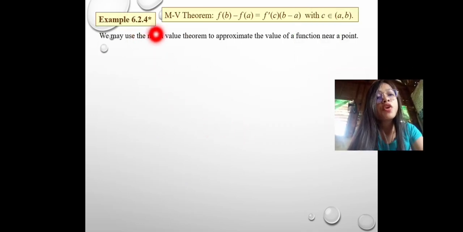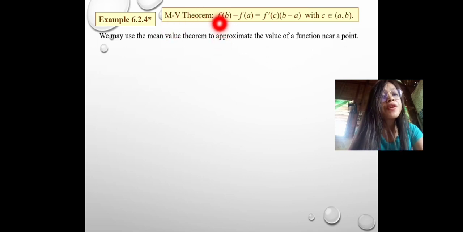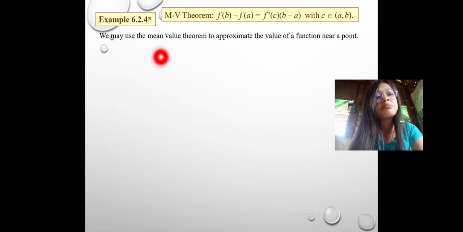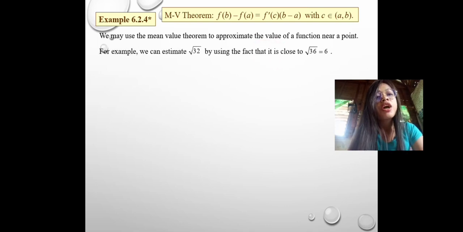Example 6.2.4, Mean value theorem. f of b minus f of a equals f prime of c multiplied by the quantity b minus a, with c an element of the interval (a, b). We may use the mean value theorem to approximate the value of a function near a point. For example, we can estimate the square root of 32 by using the fact that it is close to 36, and the square root of 36 equals 6.